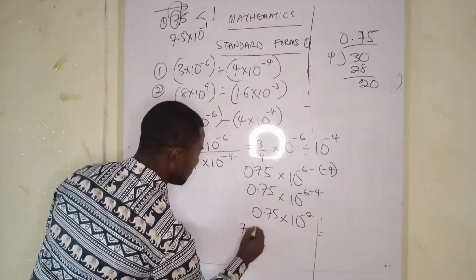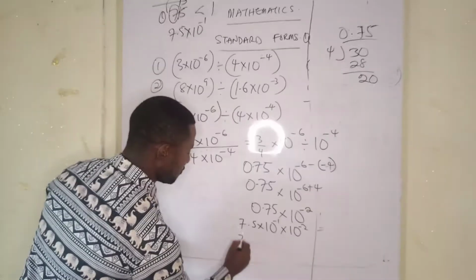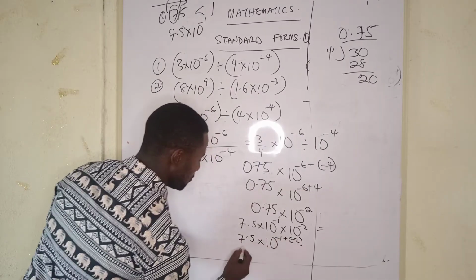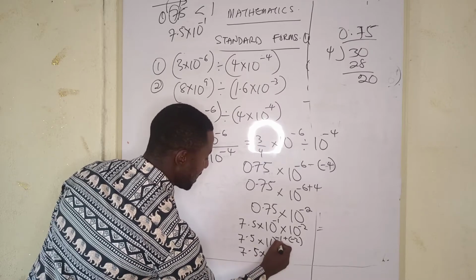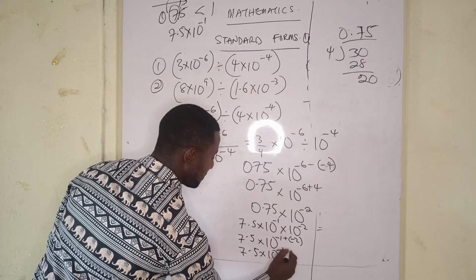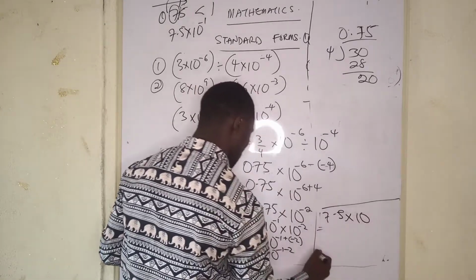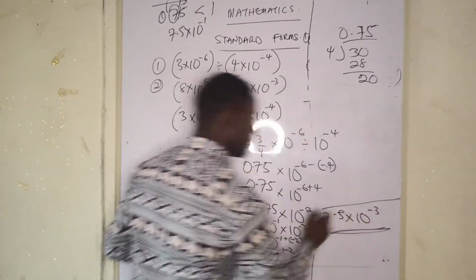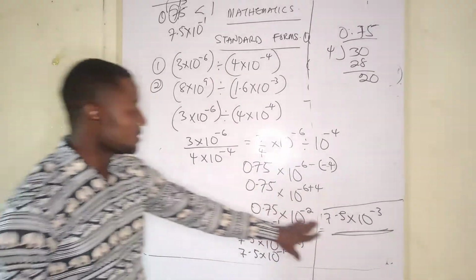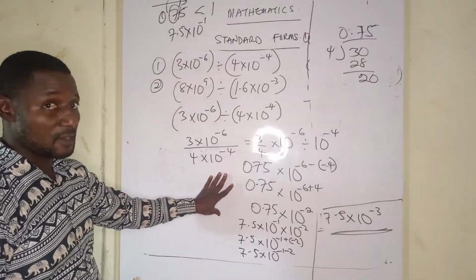So it becomes 7.5 times 10 raised to the power minus 1 times 10 raised to the power minus 2. So we have here 7.5 times 10 raised to the power minus 1 plus minus 2, which will give you minus 1 minus 2, which will give us conclusively 7.5 times 10 raised to the power minus 3. Okay? Now, this is for this question. Have you written it down?